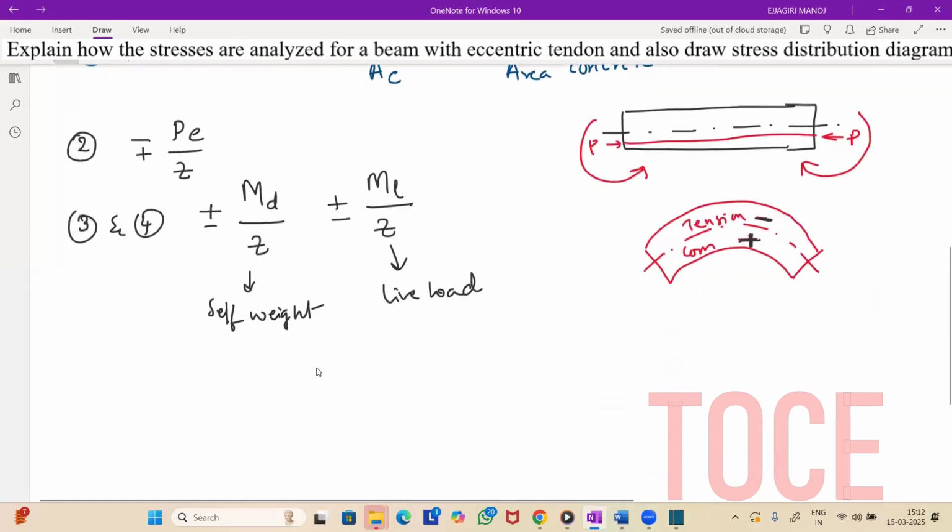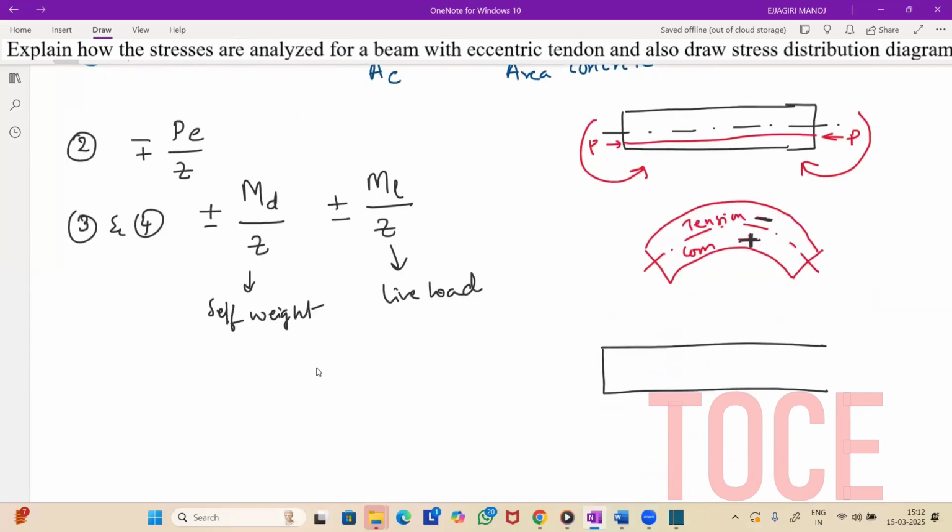Okay, so if you consider the external loads, due to these external loads, we know the beam tends to bend something like this, like a sagging bend. You will have a sagging bend. Okay, so something like this.